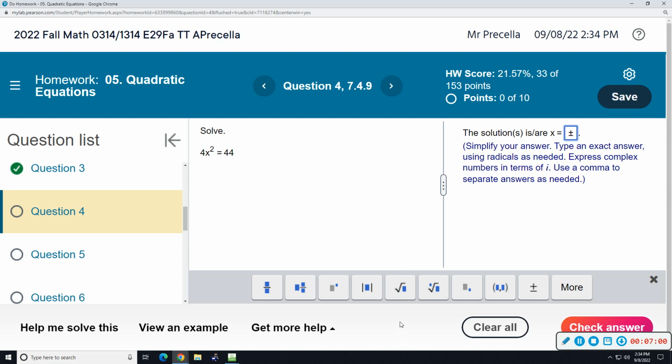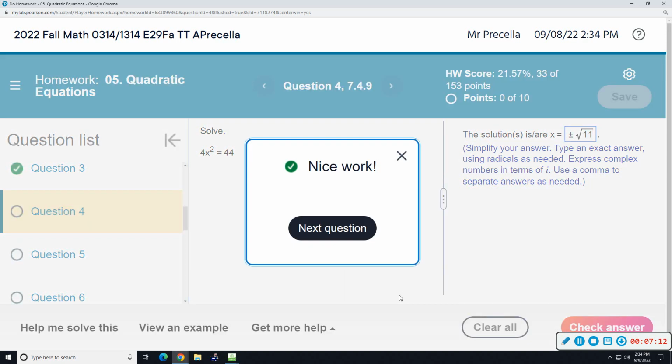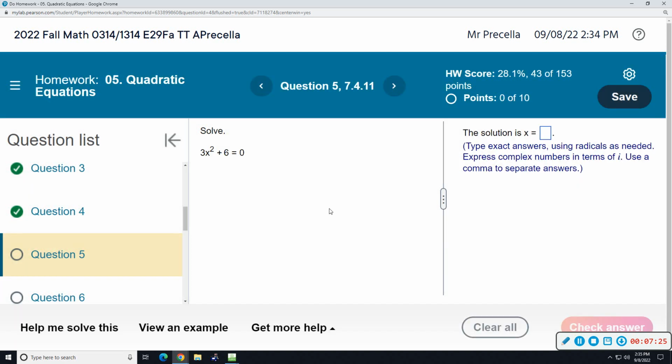Now remember, we were typing square roots with complex numbers, so we know to use the little square root button down here on the toolbar. We have an 11 underneath it, and check my answer. As long as the equation is in the form something squared equals a number. Usually x squared equals a number, but you'll see what we mean when we say something.